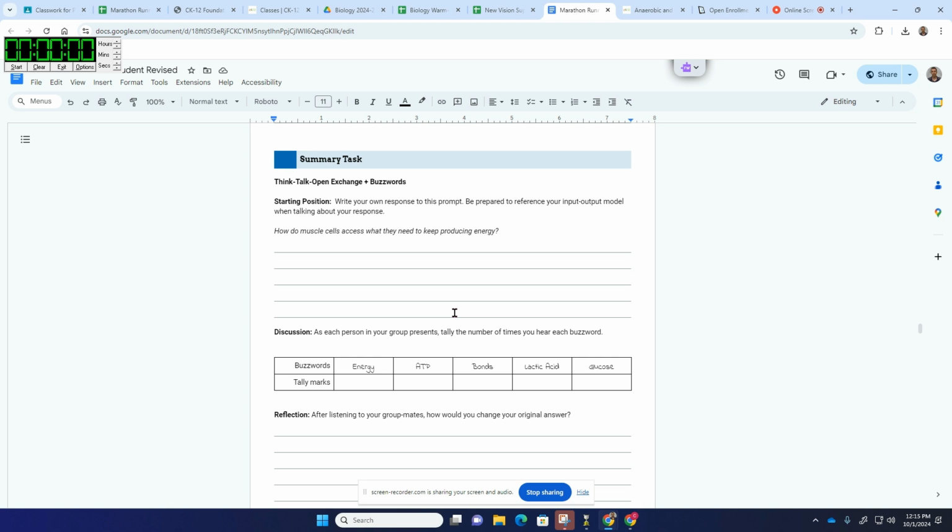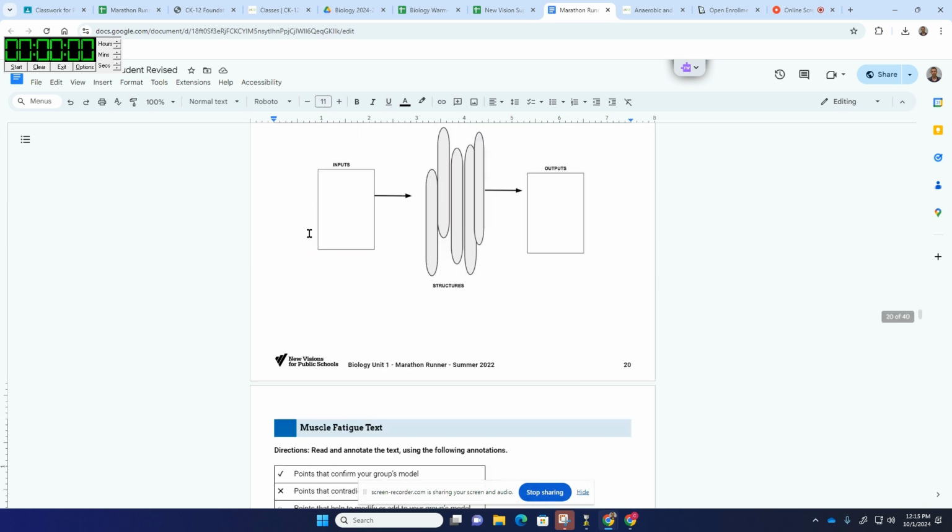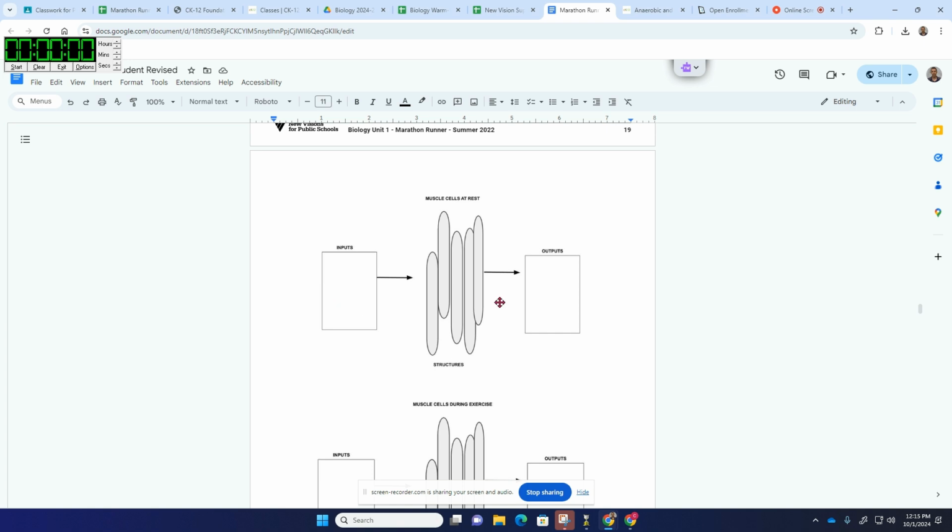Okay, so we're going to scroll through. So we have a question here. It says, how do muscle cells access what they need to keep producing energy? Well, for that, we're essentially just taking this model and we're turning it into a sentence. To produce energy, muscle cells take in these things to these structures and then produce these outputs. So make sure that you look at your model and then take your inputs first in your sentence to your structures to your outputs.